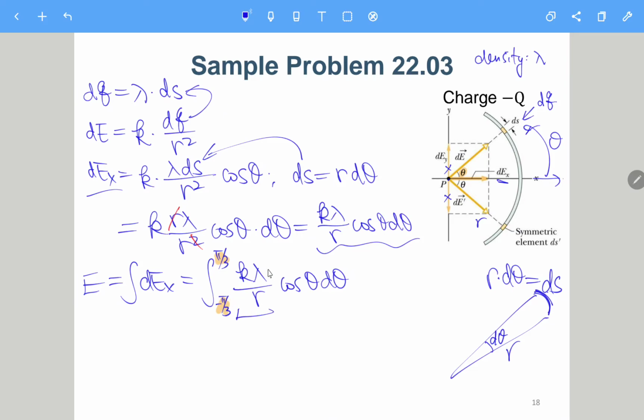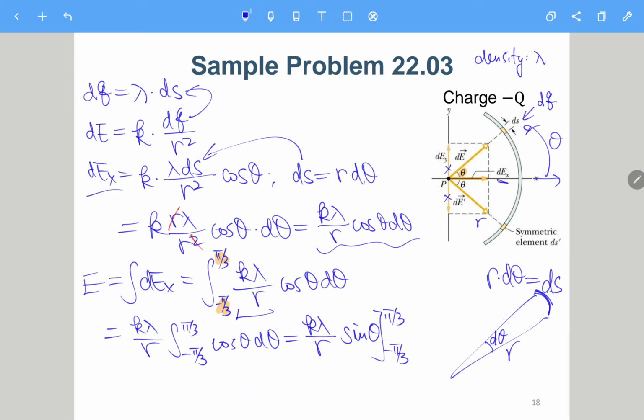k is constant, lambda is constant, r is also constant for this arc. So we only have the integration of cosine theta d theta, which is easy, I think. So we have k lambda over r, integration from negative pi over 3 to pi over 3 of cosine theta d theta. The antiderivative of cosine of theta is sine of theta, which means we have k lambda over r and then sine of theta. We evaluate it from negative pi over 3 to pi over 3, right?